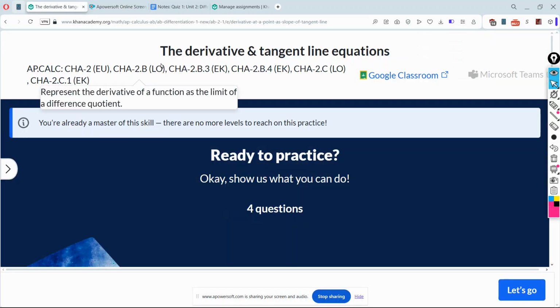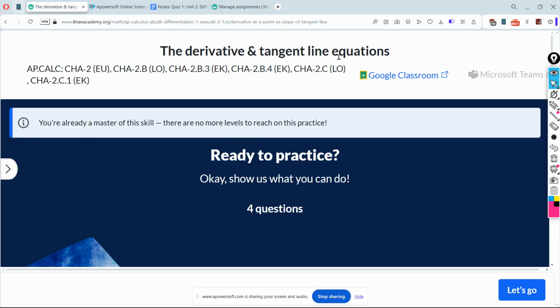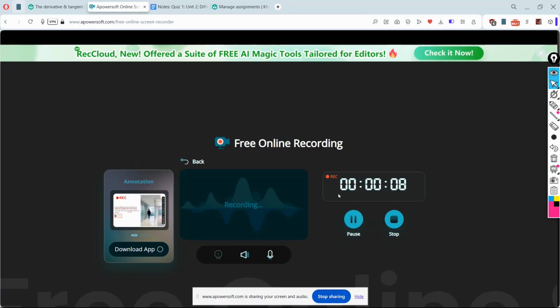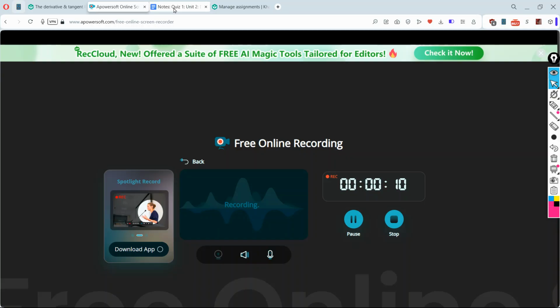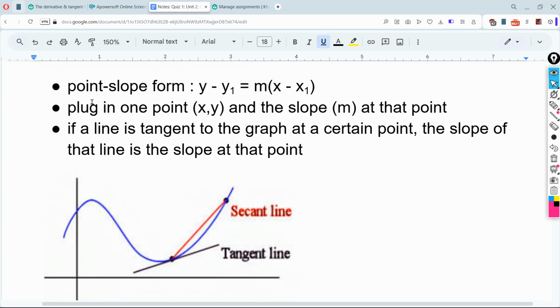This will be for the Khan Academy exercise, the derivative and tangent line equations. All right, so you want to remember the line equation in point slope form. y minus y1 equals m times x minus x1.